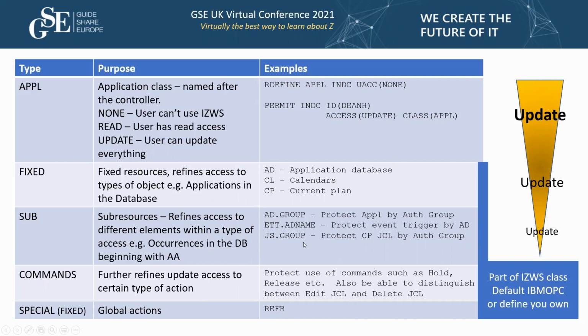There are three main ones that I tend to recommend. There's protect applications by authority group, protect JCL by authority group, and protect the current plan by authority group. After that, everything's a bonus. They're the main ones that you'll use. And again, to be able to update a particular application, I still need update access to the application database and update access to the controller itself.